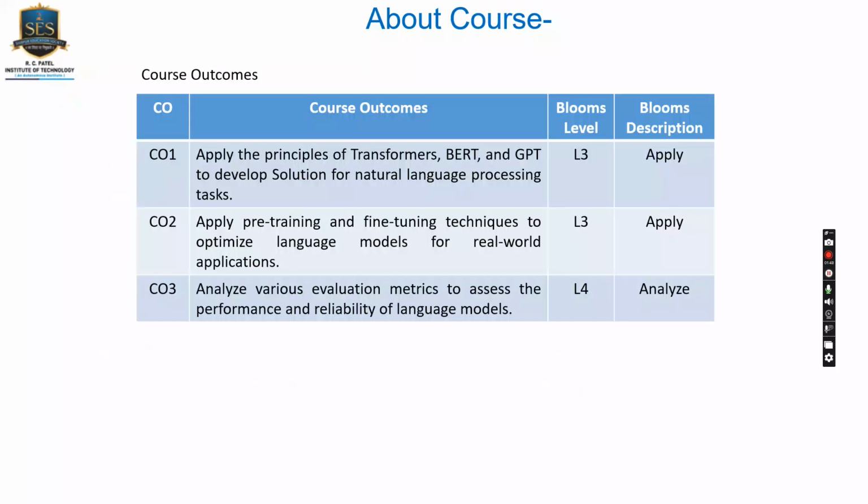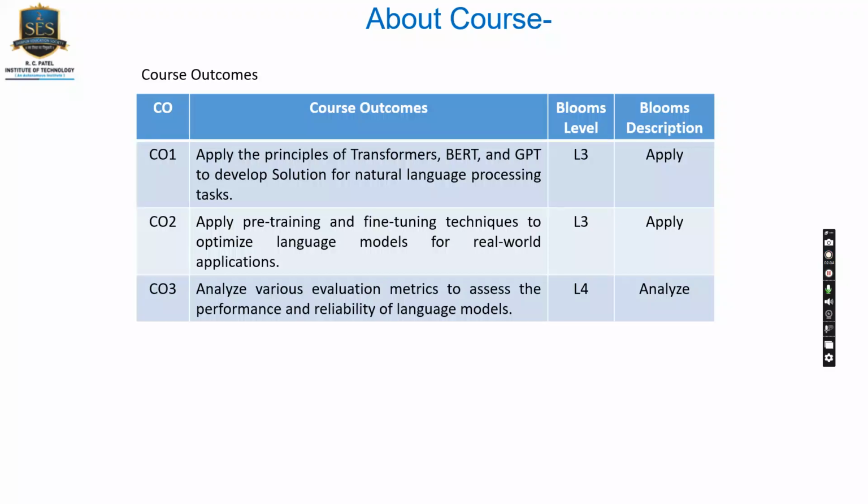The major course outcomes are: Course outcome one is to apply the principles of transformer, BERT and GPT to develop solutions for natural language processing tasks. Course outcome two is to apply pre-training and fine-tuning techniques to optimize language models for real-world applications. Course outcome three is to analyze various evaluation metrics to assess the performance and reliability of language models. These outcomes focus on applying, analyzing, and evaluating modern AI tools.